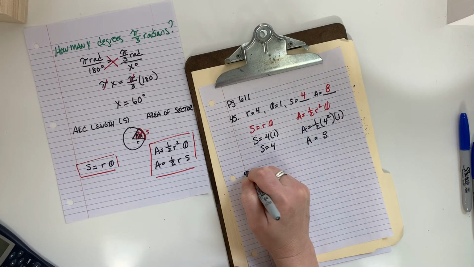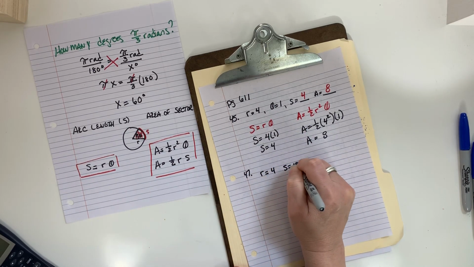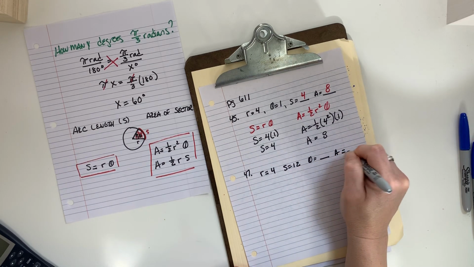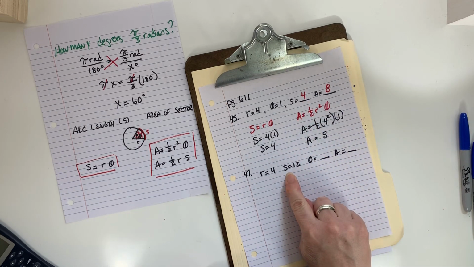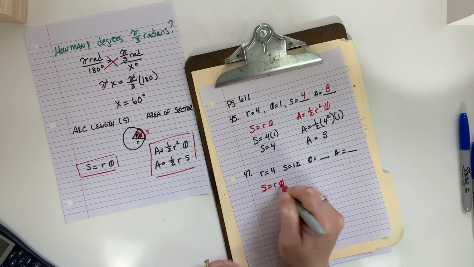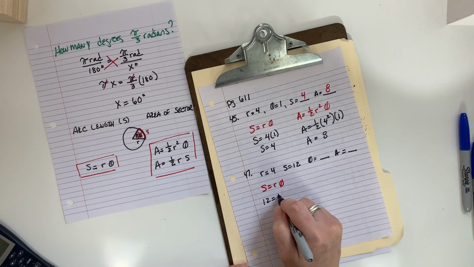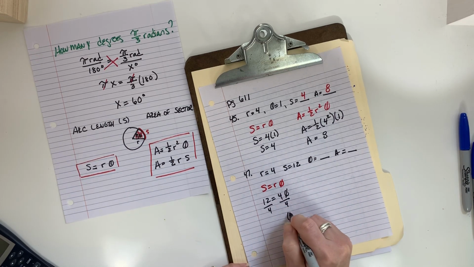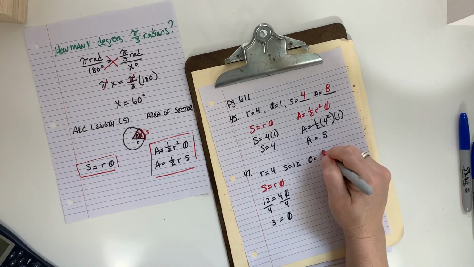Let's take a look at 47. 47, they give you r is equal to 4, s is equal to 12, and they want to know what theta is, and they want to know what A is. Okay, so let's take a look at this. See how they give us a different value in this? So we know that S is equal to r theta. So 12 is equal to 4 times theta. We just divide both sides by 4, and you get theta is equal to 3. See what I mean? If you're good at formulas, it shouldn't be too bad.